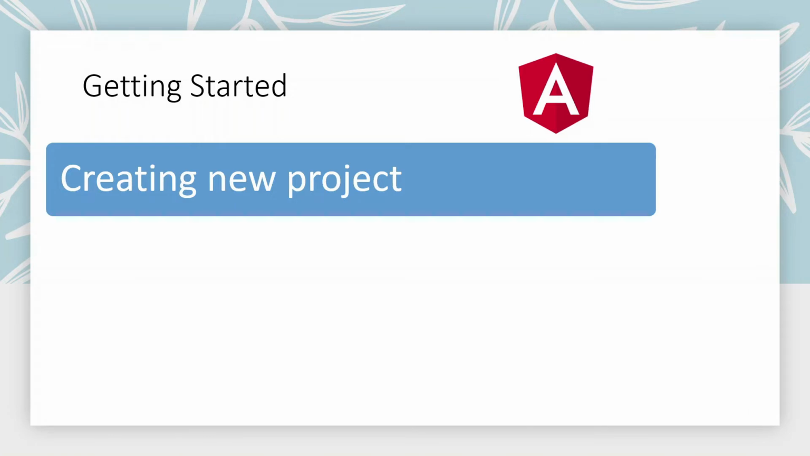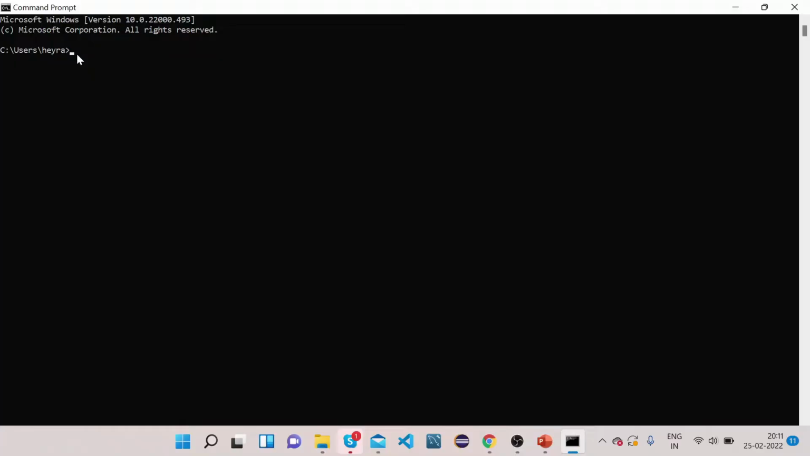Let's open the VS Code. Let's open our command prompt and try to create a new Angular project. In the command prompt, type ng new, ng for Angular, new for the new project that you are going to create. Name it demo. You can name whatever you want. I am giving a demo, so I have named it as demo.